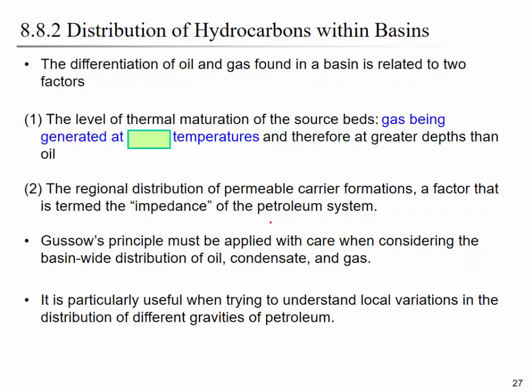So the level of thermal maturation of the source bed is also one cause of the distribution of hydrocarbon you find in the basin. The gas is generated at a higher temperature, therefore at greater depth, than the oil. And the regional distribution of the permeable carrier formations affects the migration in the petroleum system. So it is particularly useful when trying to understand the local variations in the distribution of the different gravities of petroleum in one basin.